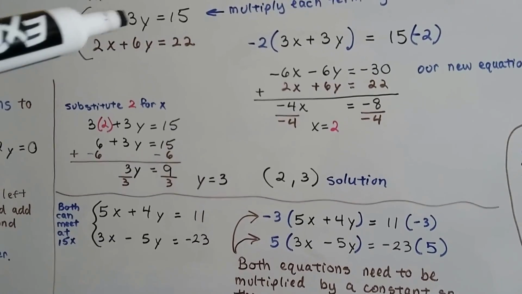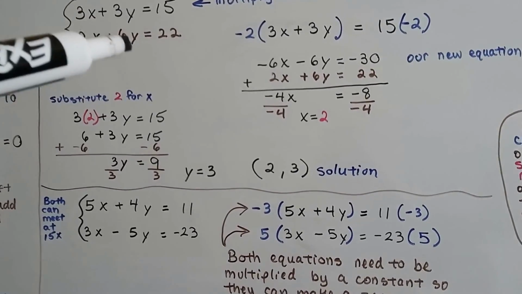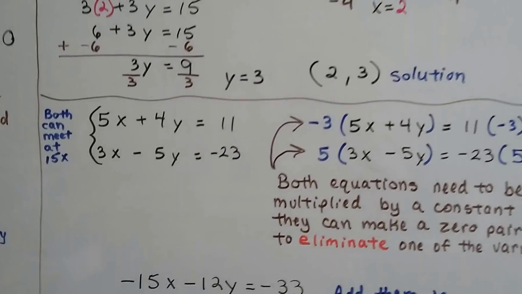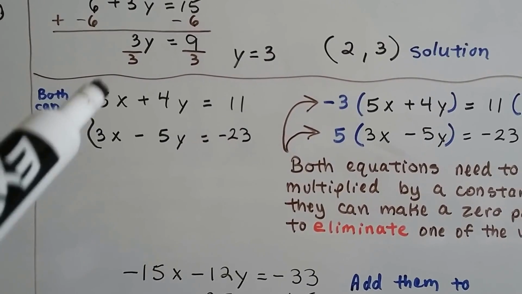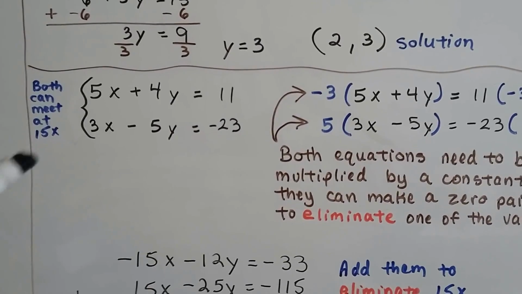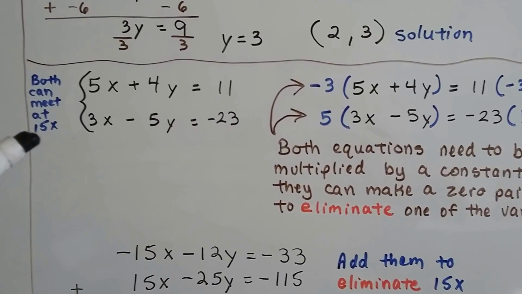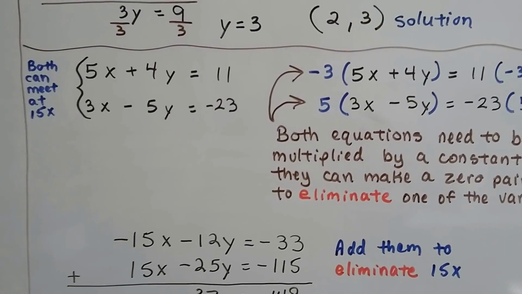In this one, it was kind of easy to see, oh, well, 3 can be doubled and multiplied by that negative 2. But look at these. There is no easy multiplication here. So what we do is we pick a variable and its coefficient and say, okay, the 5x and the 3x can meet at 15x, but we need to make a 0 pair. So one's going to have to be a positive and one's going to have to be a negative.